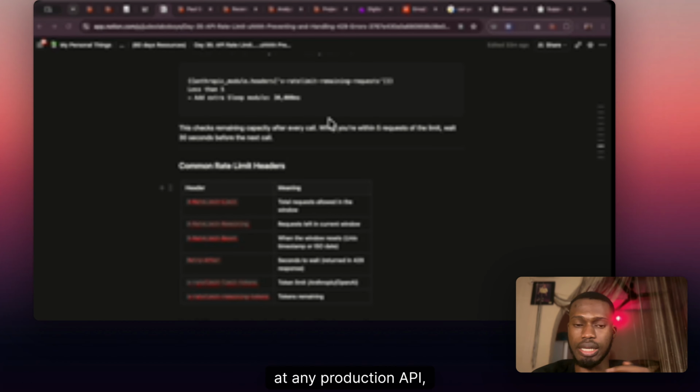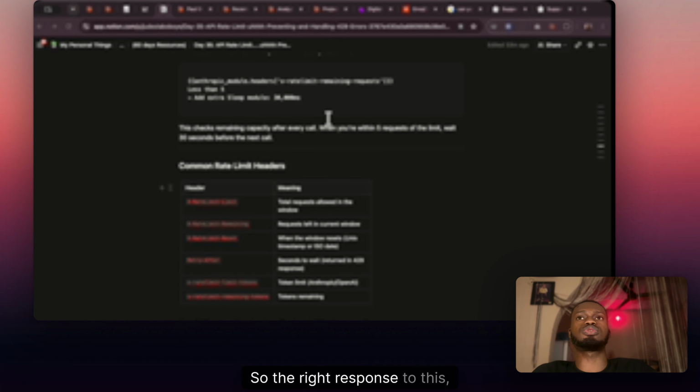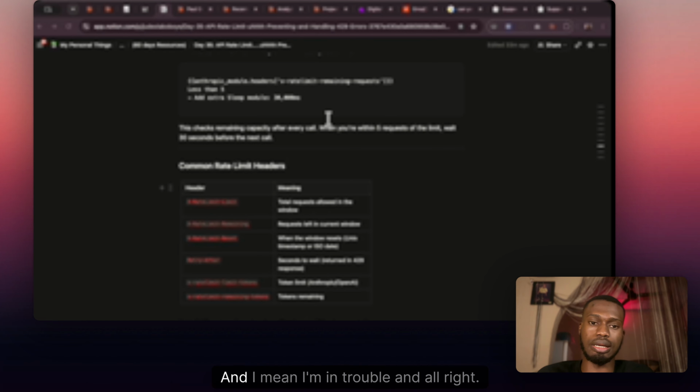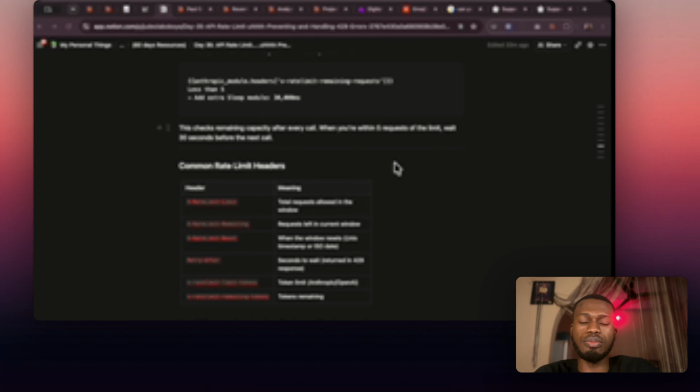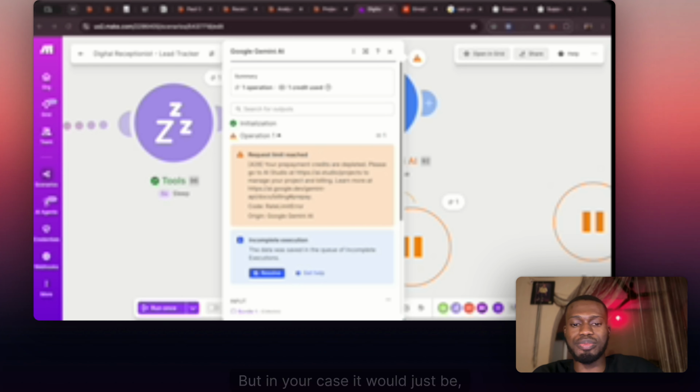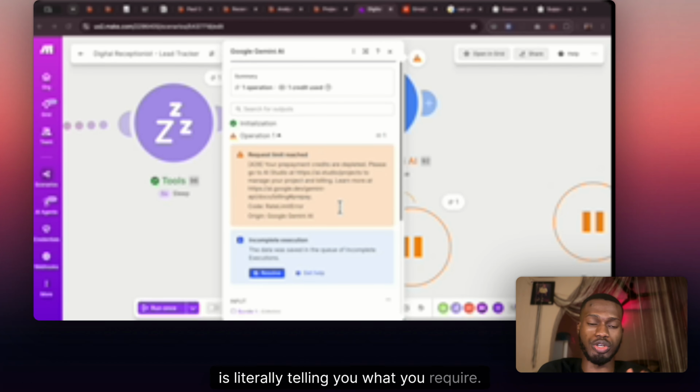Any production API, not just AI, every other service out there has them. So the right response to this, what I could have done was, oh my God, what is going on? It seems that there's something going on with my Gemini, and I'm in trouble, right? But it's just that I need to calculate. In my case, I need to buy. So obviously, I do need to buy. But in your case, it could just be that your requests per minute broke, and that delay is literally telling you what you require. You need to manage your API calls.